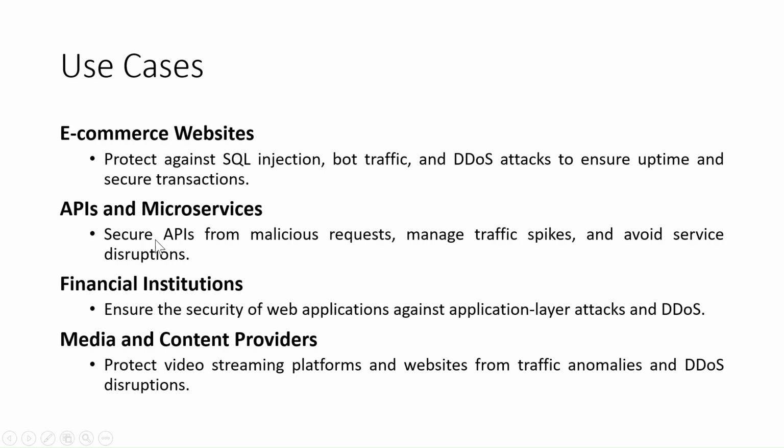And thirdly, financial institutions. This ensures the security of web applications against application layer attacks and DDoS. Financial sites handle sensitive information, making them prime targets for application layer attacks like SQL injection and DDoS attacks. AWS WAF blocks these threats, while AWS Shield protects against DDoS attacks. Both ensure financial transactions are secure and the websites remain available for the users.